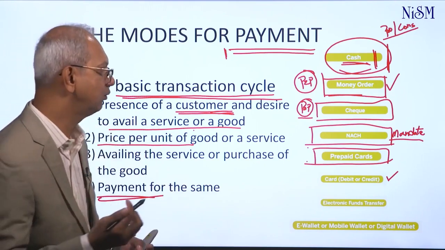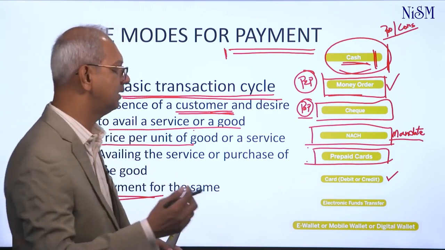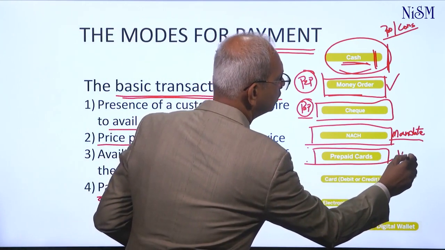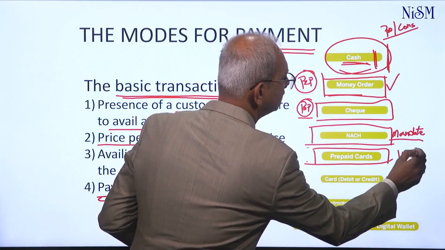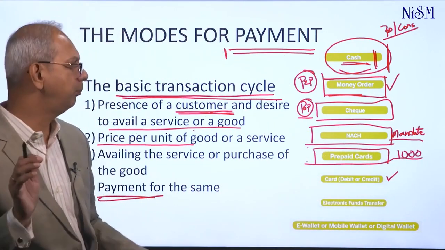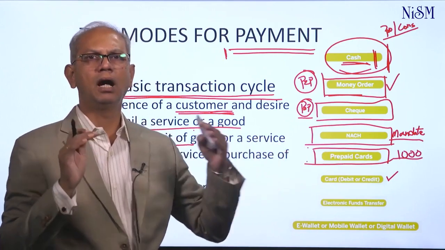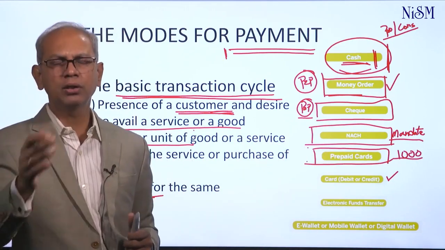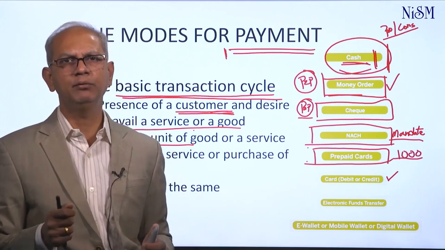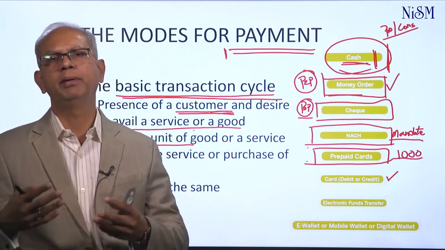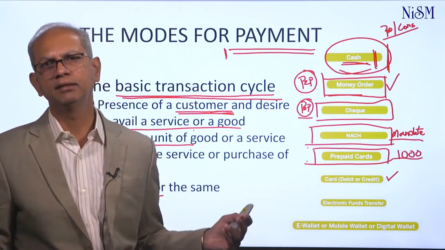So what does that mean? It's very intuitive, right? If the prepaid card is loaded with 1000 rupees, which means the balance in the card is 1000 rupees, I can make a payment for up to 1000 rupees. So if I went to a mall or a shopping center and I have a prepaid card with me, and I've shopped for a pair of shoes which is costing me 950 rupees.